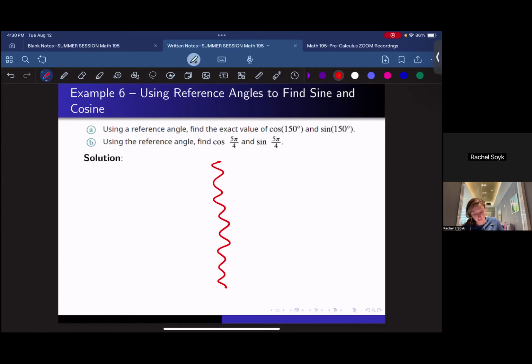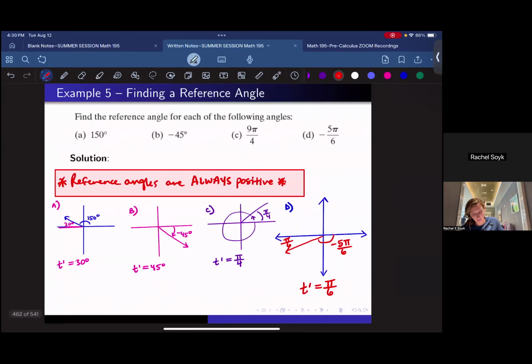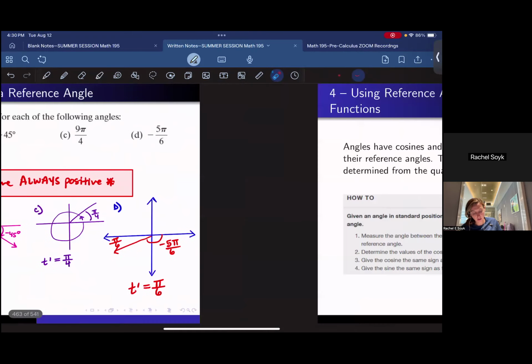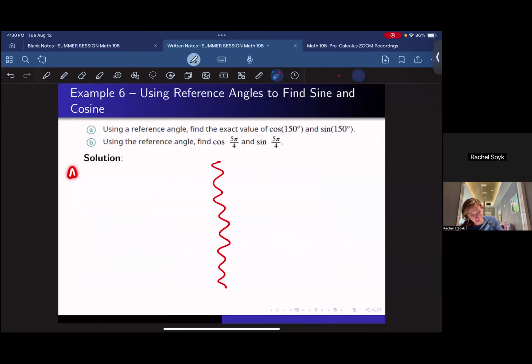We already found that the reference angle of 150 in this example is just 30, so we're just going to bring that over. We have our reference angle. If t equals 150, then our reference angle is 30.